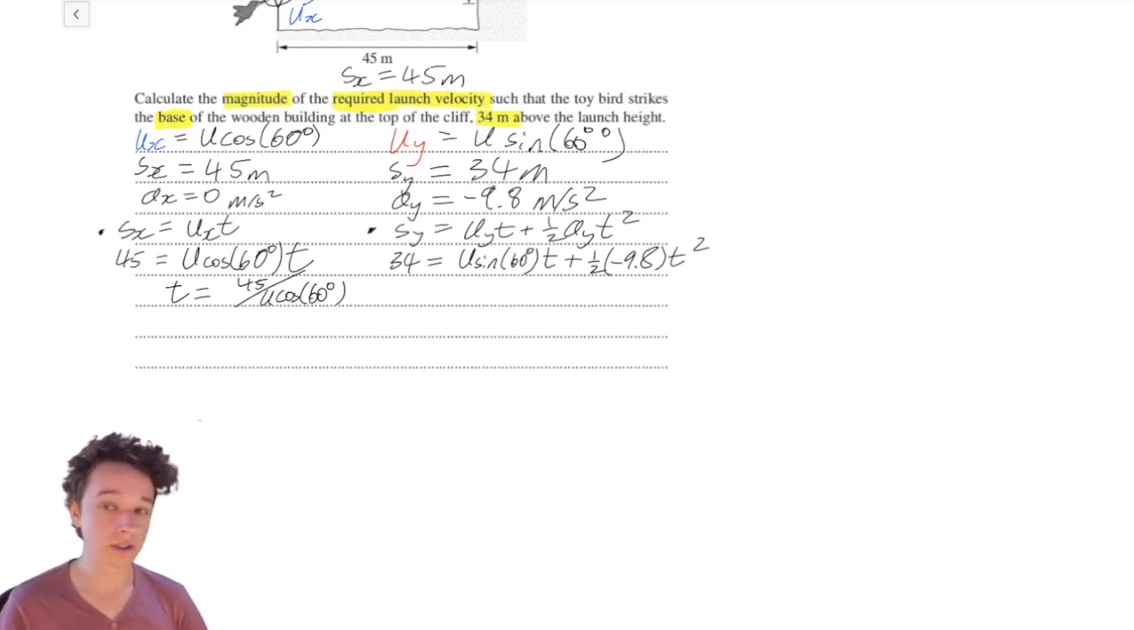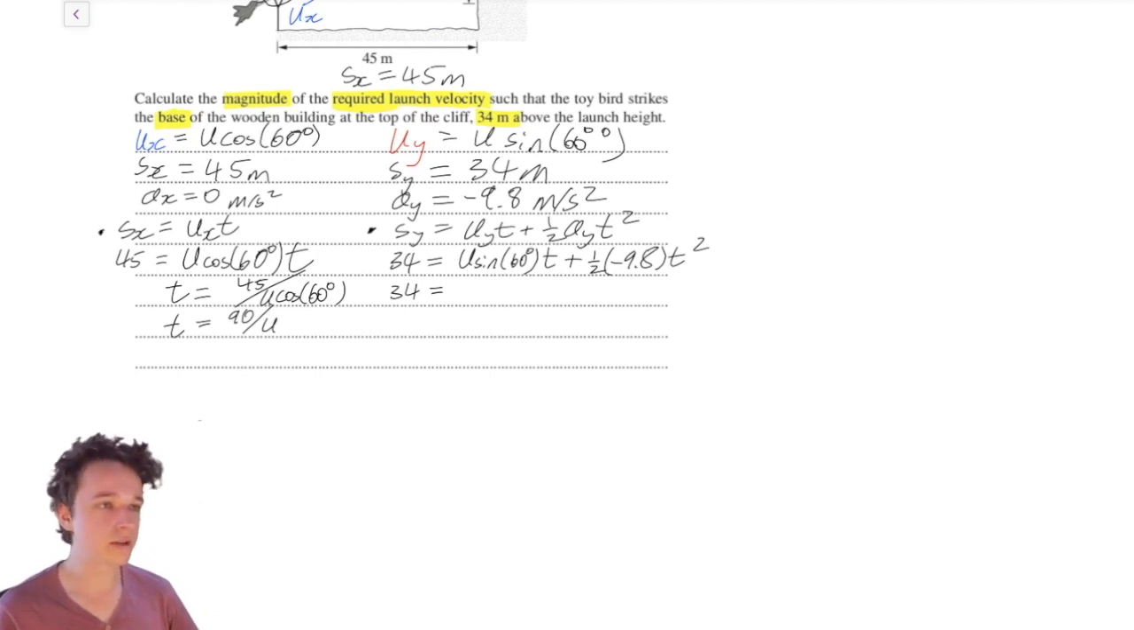And cos of 60 degrees, if you put it in the calculator, gives you a half. And we have a half in the denominator of this expression here. So that's going to be equivalent to multiplying the whole thing by 2. And so t we have as 90 divided by u. On the other side here, we have 34 is equal to u sine 60, and sine 60 is equal to root 3 over 2. So we have root 3 ut divided by 2, actually not plus, we have negative 4.9 t squared.